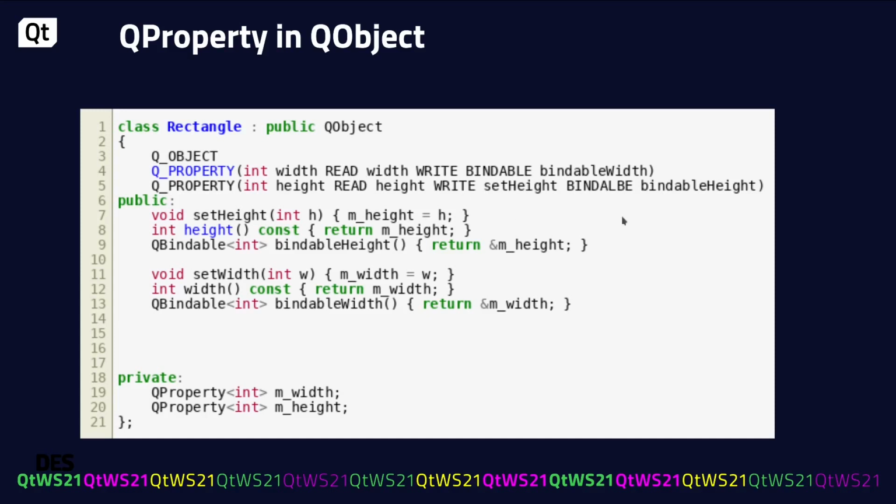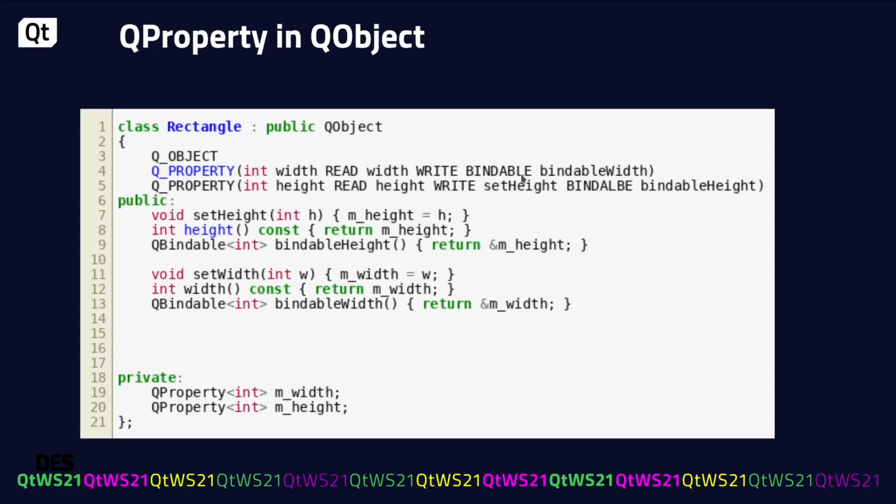And the one addition we are doing compared to prior properties is that we will expose a bindable function via the bindable keyword in the QProperty macro. And this is to allow integration with the meta object system. And one thing that is suspiciously absent from the slide are signals.